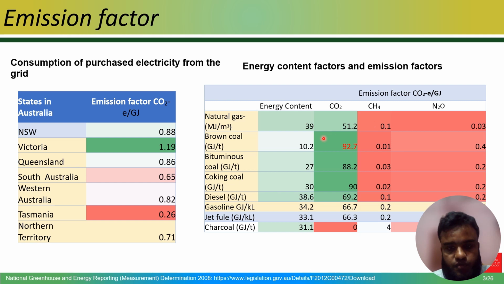Okay, so this is some of the data for different kinds of fuels. For example, natural gas energy content is 39. The emission factor for this one is 51.2. For methane, it's 0.1, and so on. For brown coal, bituminous, coking coal, diesel, etc. So these are the data we need while calculating our emissions and global warming potentials. And if we are given electricity, the emission factor for electricity differs from area to area, country to country. I have given the emission factor of CO2 per gigajoule of energy in Australia and different states of Australia here.